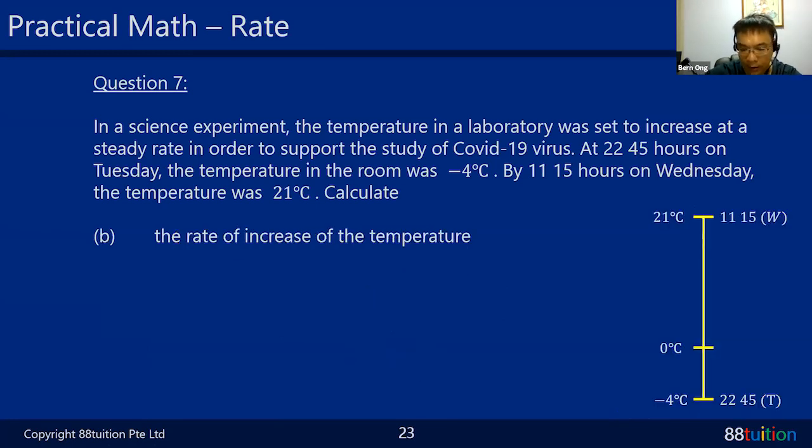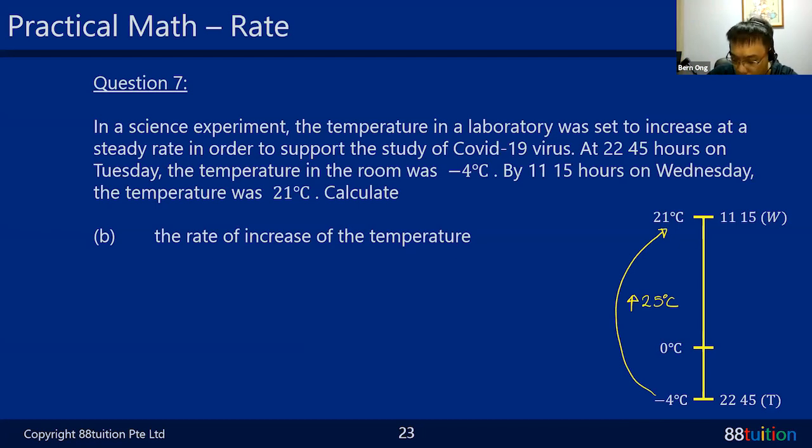Okay, next. This one I purposely draw with 0 degrees, easier to see. The rate of increase of the temperature means, in 1 hour, the temperature increased by how much? From -4 to 21 is an increase of, just now we found, 25 degrees Celsius. From -4 to 0 is 4, from 0 to 21 is 21. 21 plus 4 is 25 degrees Celsius.